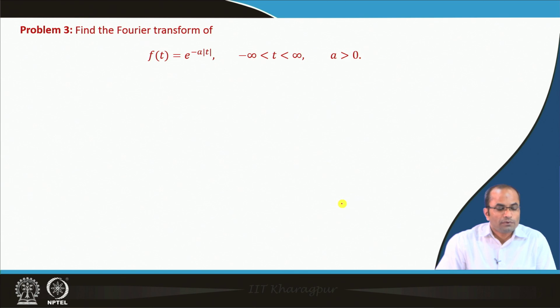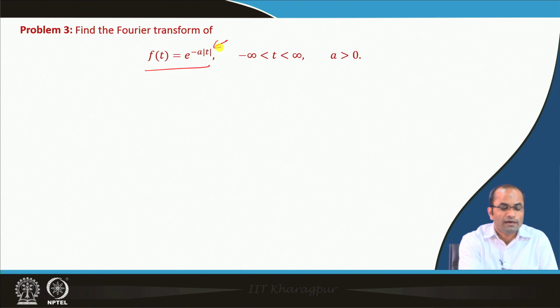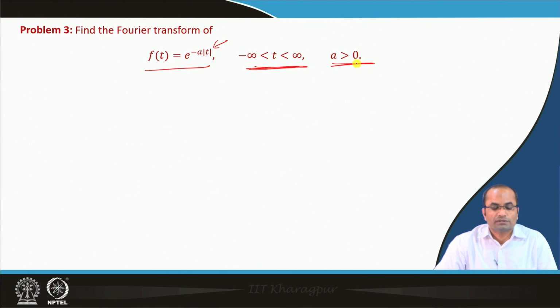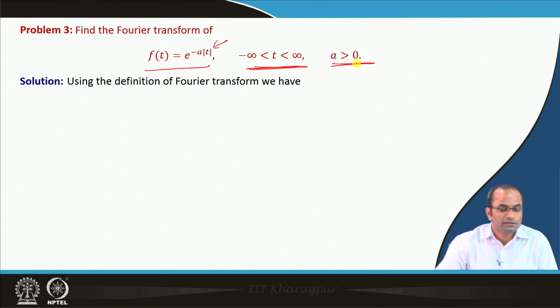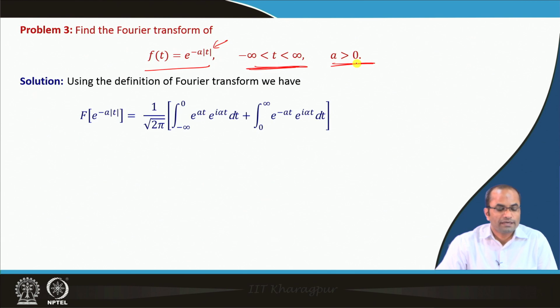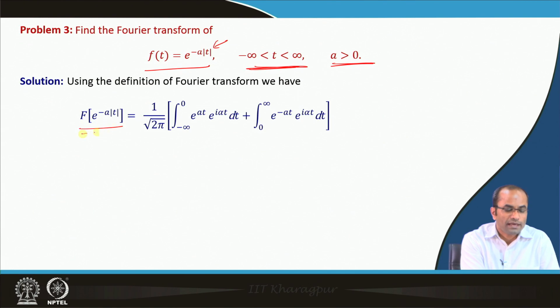Well, so we have another problem where we will find the Fourier transform of this function e^(-a|t|), where t is from minus infinity to plus infinity, and a is a positive number. So, using the definition of the Fourier transform, again we can apply here. So, this t is the absolute value.